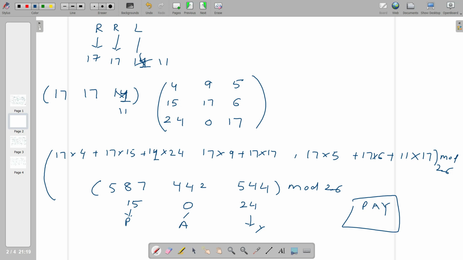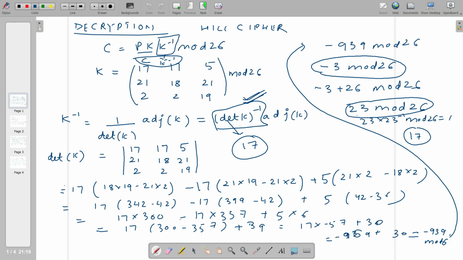We used this in encryption so that you can practice how we can decrypt using Hill cipher. I'm going to discuss it one more time, just a quick revision. The decryption process says K inverse. First we need to calculate K inverse. The first thing to keep in mind is that all calculations are under mod 26 operation.